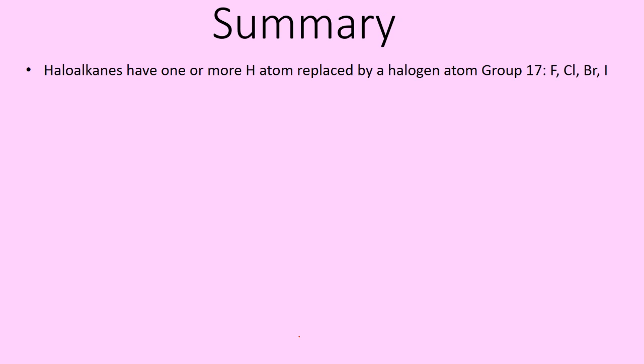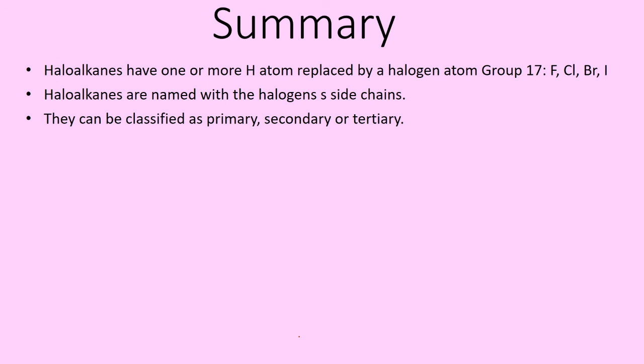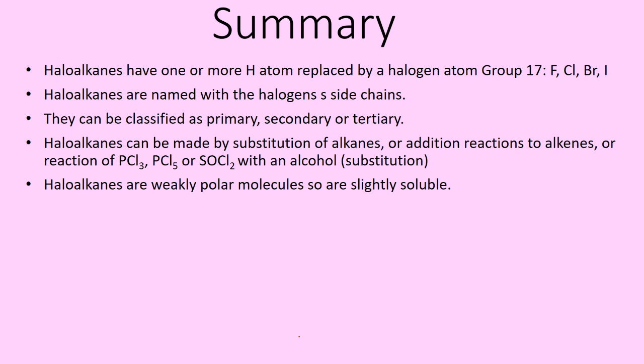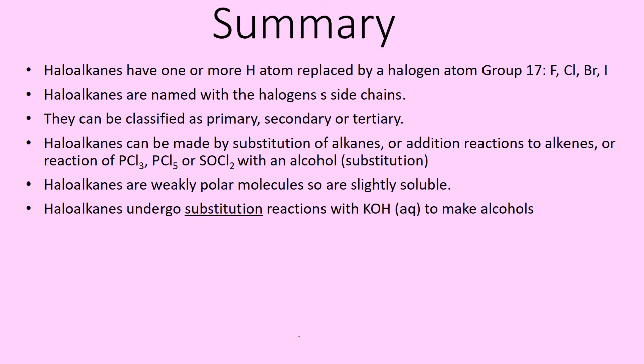Okay, to summarize this video, we've talked about what haloalkanes are, and they have at least one halogen atom: fluorine, chlorine, bromine, or iodine. Haloalkanes are named with the halogens as side chains. They can be classified as primary, secondary, or tertiary. Haloalkanes can be made by the substitution of alkanes, or the addition reactions to alkenes, or the reaction of PCl3, PCl5, or SOCl2 with an alcohol. Haloalkanes are weakly polar molecules, so they are slightly soluble. They undergo substitution reactions with potassium hydroxide in aqueous solutions to make alcohols.